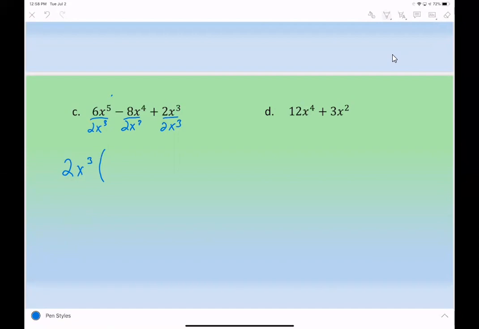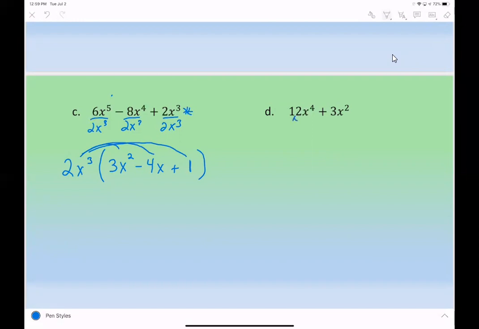6 divided by 2 is 3. x to the 5 divided by x cubed is x squared. All right, negative 8 divided by 2 is negative 4. x to the 4 divided by x cubed is x. And then 2 divided by 2 is a positive 1. X cubed divided by x cubed, that's going to give us a 0 exponent. So this is just going to become a 1 on that last term. And again, if you're unsure, you could always distribute this back out and see if you come up with that.